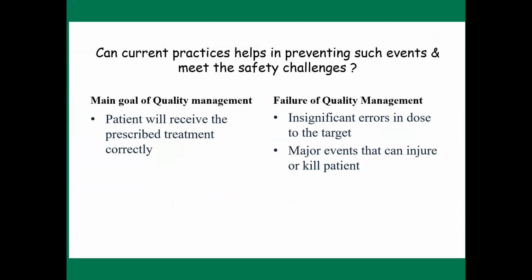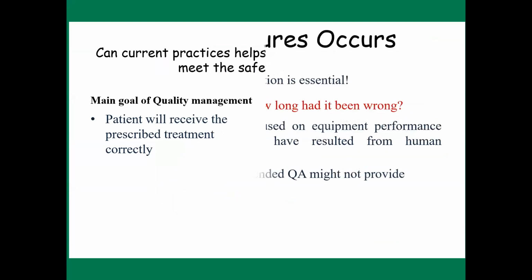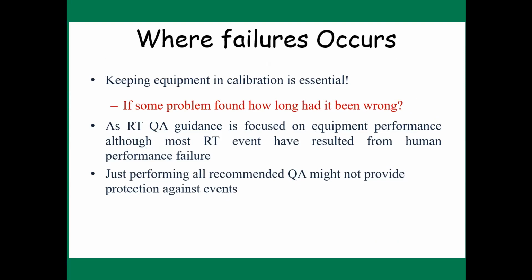Main goal of quality management: the patient will receive the prescribed treatment correctly. The failure of quality management can mean insignificant error in dose to the target, or major events that can injure or kill the patient. Where does the failure occur? Keeping equipment in calibration is essential. If some problem is found, how long had it been wrong? RTQA guidance is focused on equipment performance, although most RT events have resulted from human performance failure. Just performing all recommended QA might not provide protection against the event.